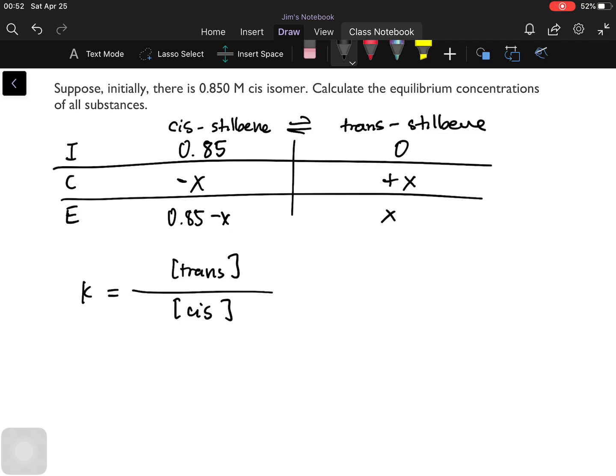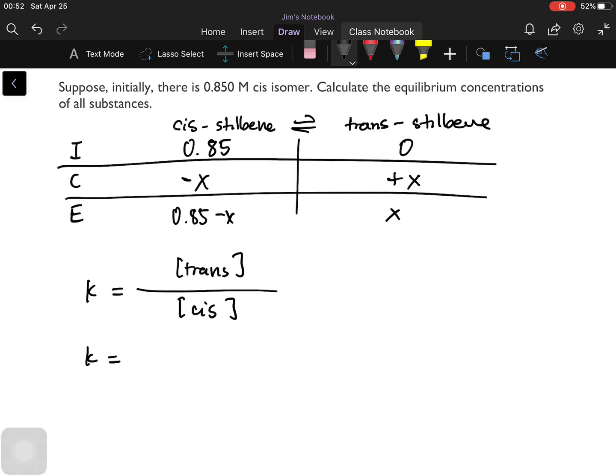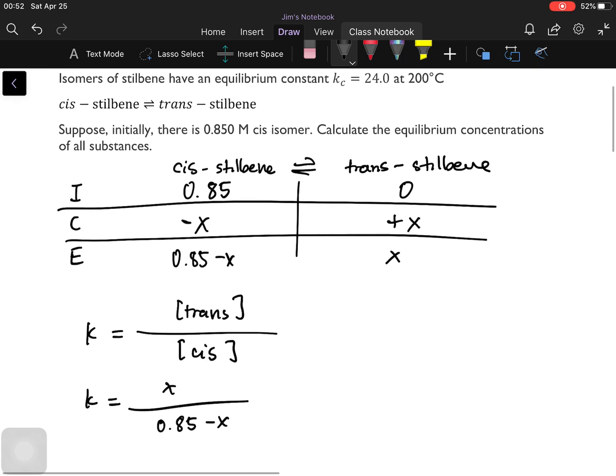So what is the equilibrium concentration of the trans isomer? That is equal to x. What is the concentration of the cis isomer? That is 0.85 minus x. Then the last thing we're going to do is plug in the K value, which is 24. So I'm going to change this and write 24 here.